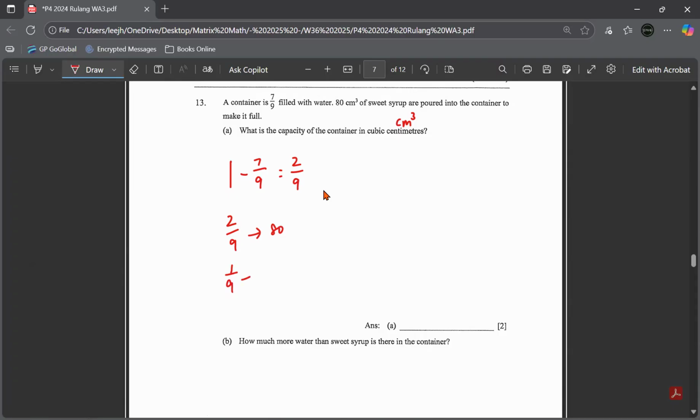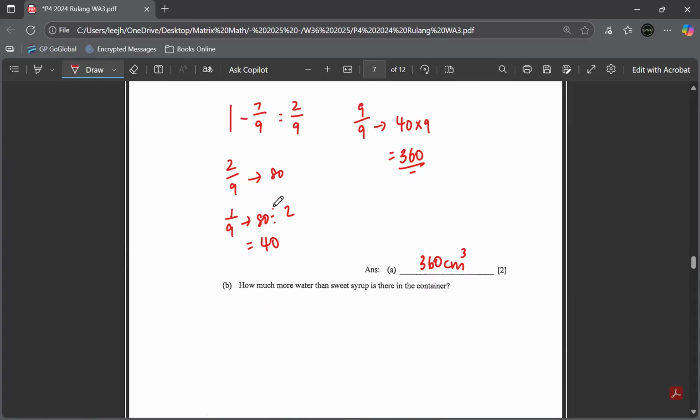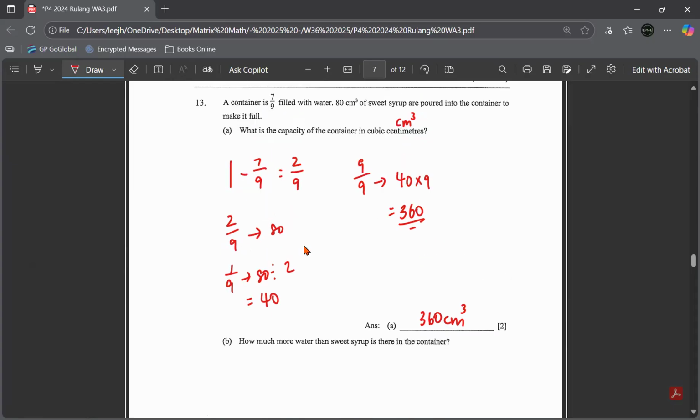80 divided by 2 is 40. I want to find out the capacity of the tank, the entire tank, which means I'm looking at 9/9. So 40 times 9 is 360. Your unit is in cubic centimeters, so 360 cubic centimeters. That's your answer. Okay, question B: how much more water than sweet syrup is there in the container?